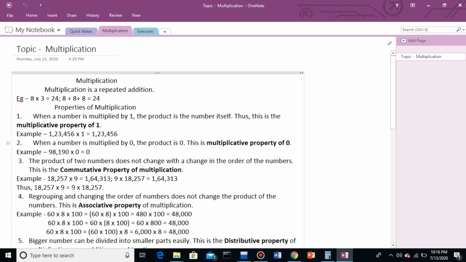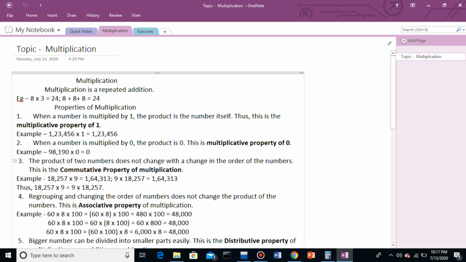When a number is multiplied by 0, the product is 0. This is the multiplicative property of 0. You can see that example, 98,190 into 0 is equal to 0. If you multiply any number by 0, the product is always 0.